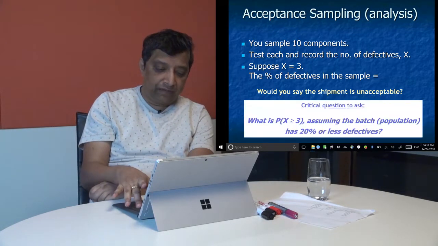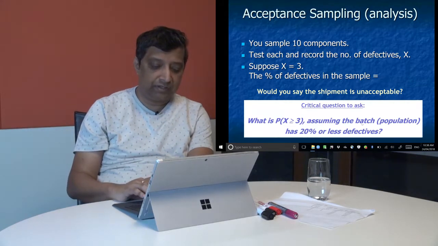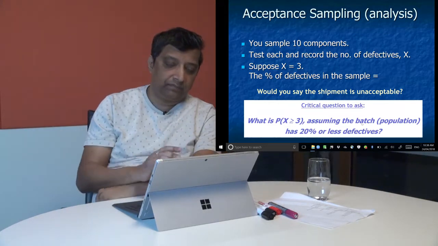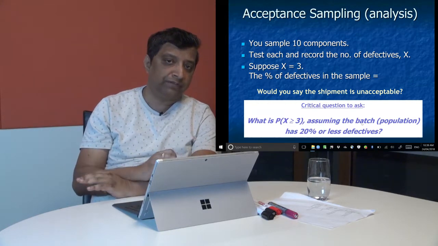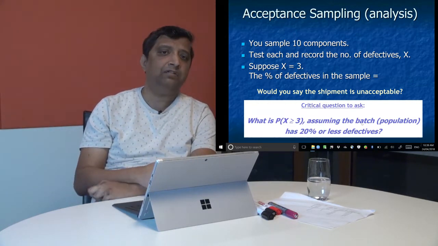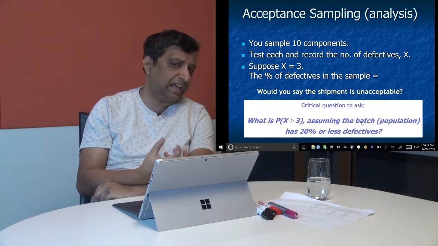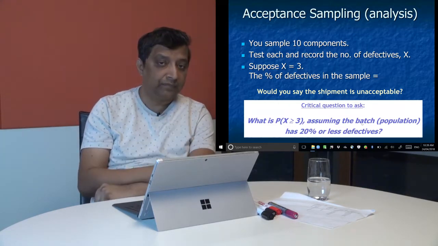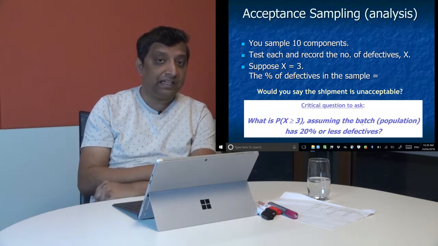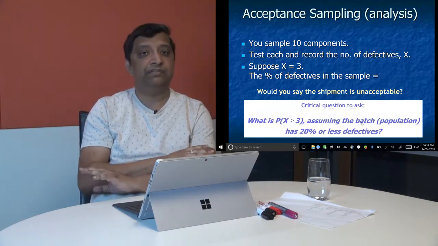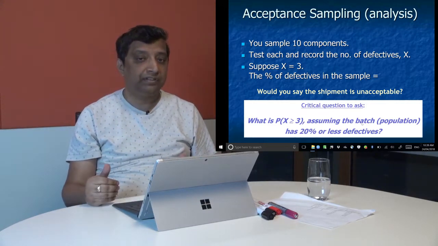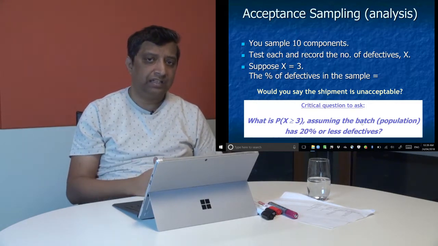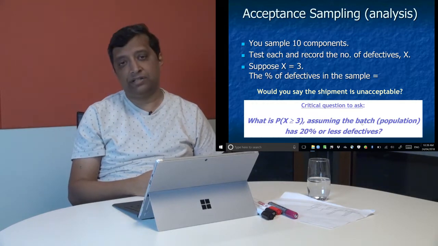So in this particular case, the critical question you have to ask is that if everything is okay, if the batch is fine, that means in overall 5,000 components, 20% or less are defective, how likely is it that you will get a sample of 10 where 3 will turn out to be defective? That is very critical to find out, that likelihood, that probability. If that likelihood is really large, that everything being good, you still land up with a sample which has 3 bad components, then you will possibly hesitate to return the shipment.